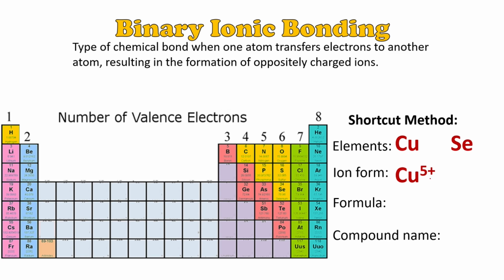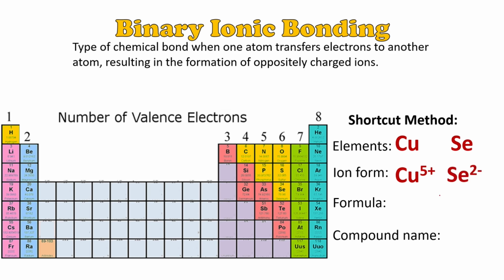But here in our example, it is already given as 5 plus. So copper 5 plus. And then the element Se, selenium, of course, it has its oxidation number, which is the charge. Selenium is under 6 valence electrons, so its charge is 2 negative because it needs 2 electrons to make it stable. So selenium is 2 negative.